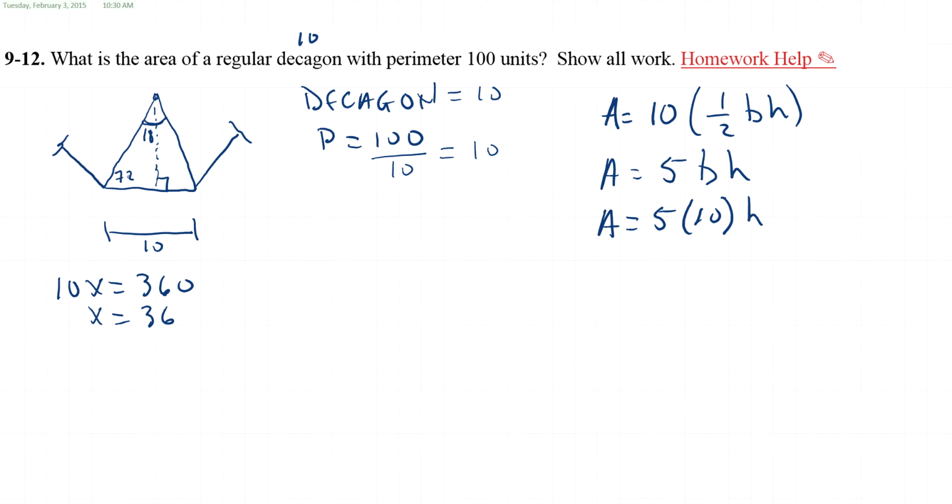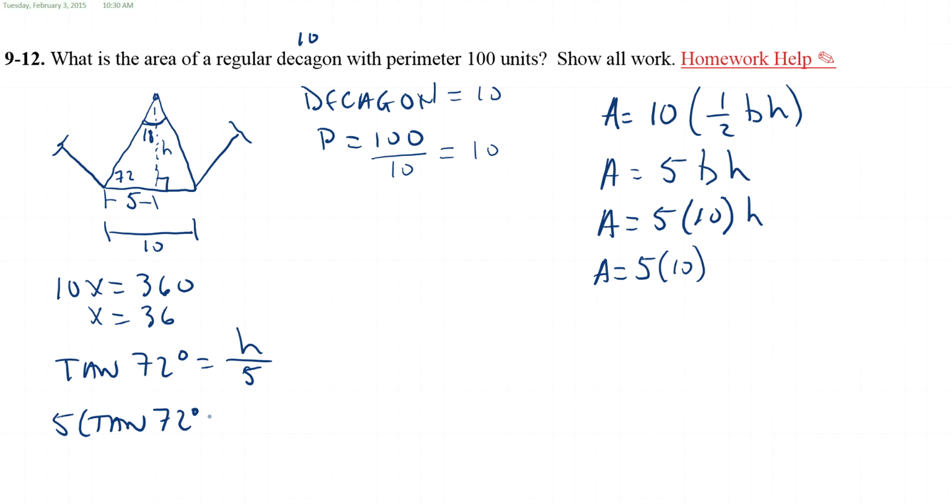So then I know the height here, I know this length from here to here is 5. And so I can figure out what the height is using tangent, right? So then I have A equals 5 times 10 times the height, which is going to be what? Tangent 72 degrees equals h over 5. So this will be 5 times tangent 72 degrees equals the height. So then I can just plug that in here, right? So that'd be 5 times tangent 72 degrees.